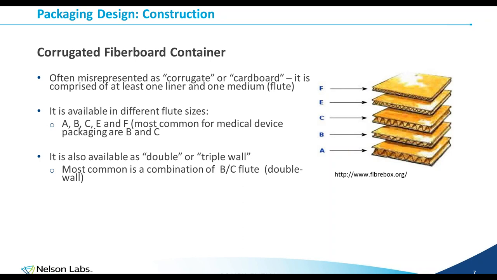Corrugated fiberboard is also available as double or even triple wall. The most common combination is a BC flute double wall container. This is important to know because there are certain standards that we'll look at in a little bit that, depending on what type of strength corrugated you use and whether it's single or double wall, there are certain tests that you do on them or you don't do.